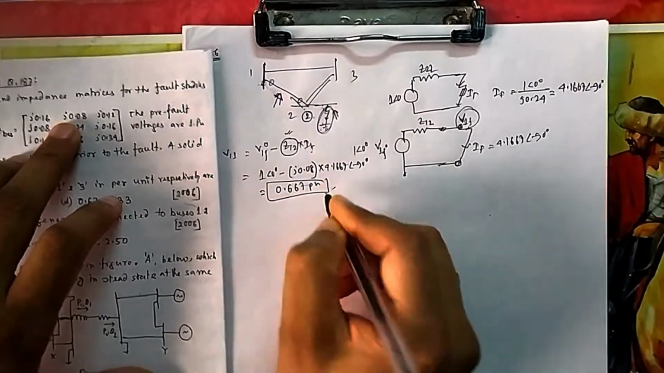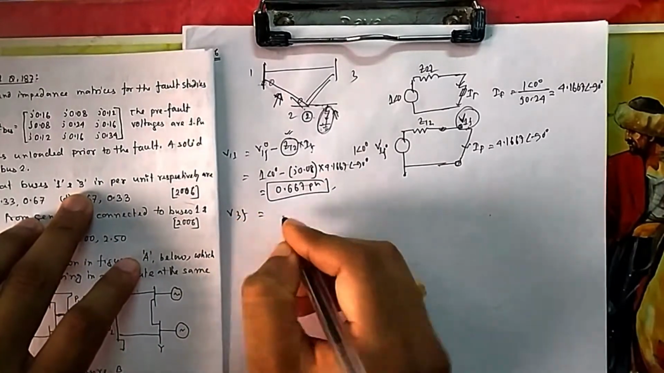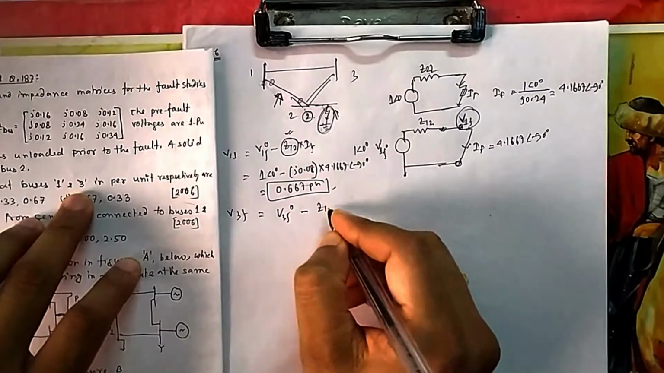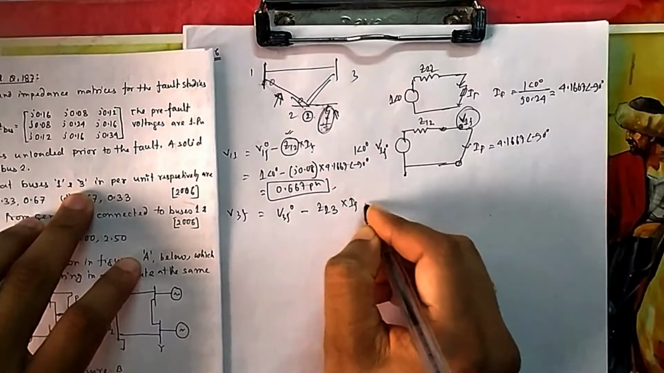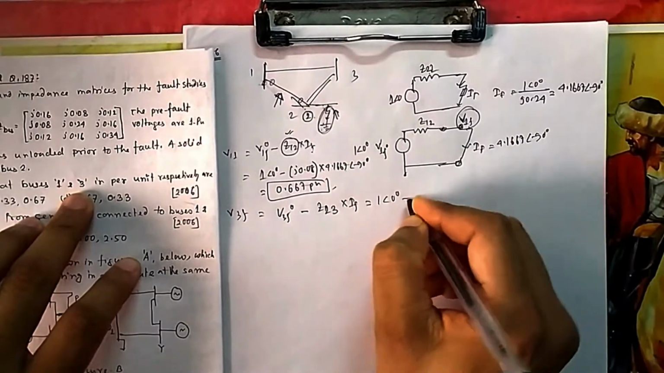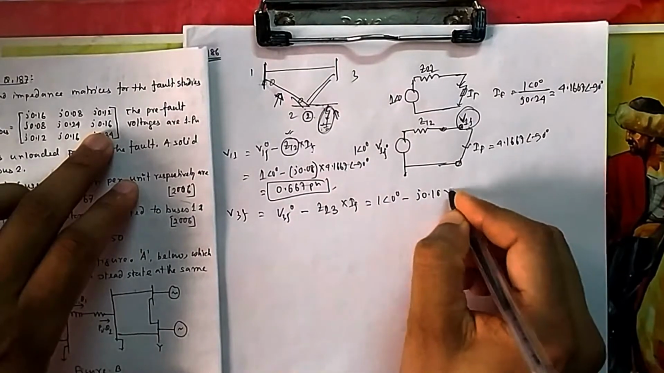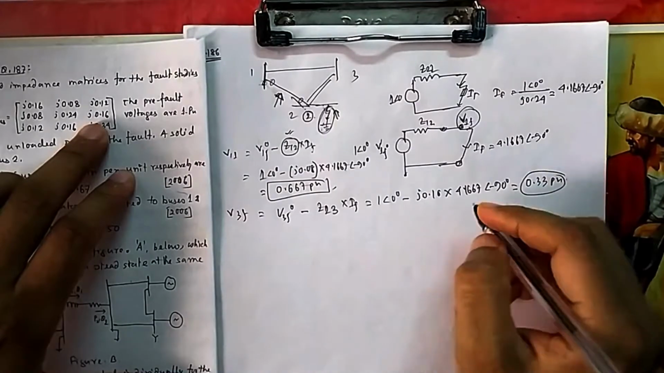So this is one answer, and they are asking for V3 also. In the same way, V3 pre-fault minus Z23 into the fault current: 1 at an angle of 0 minus Z23, j0.16, multiplied by the fault current. If you do this, it is 0.33 per unit. So your answer, you can see, is option D.